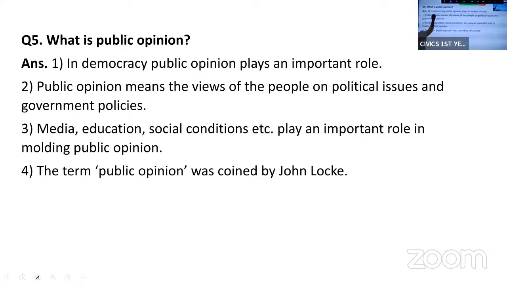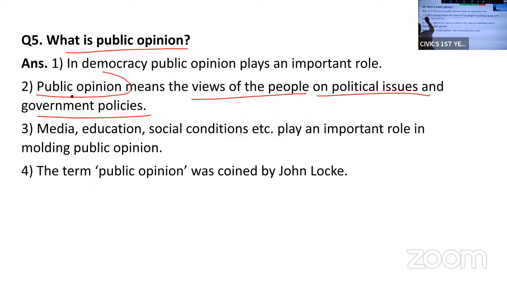The next one is, what is public opinion? Okay. So in democracy, public opinion plays a very important role. So what do you mean by public opinion? Public opinion is nothing but the views of the people on important political issues and government policies. Okay, what do the people think about political issues and government policies? That forms the public opinion. That we call public opinion.